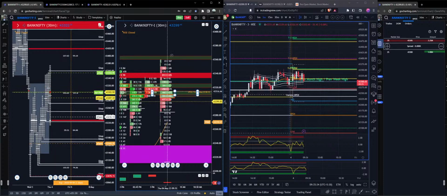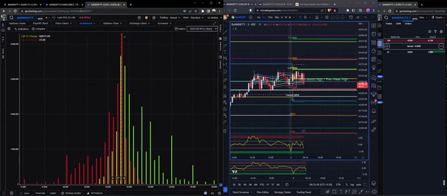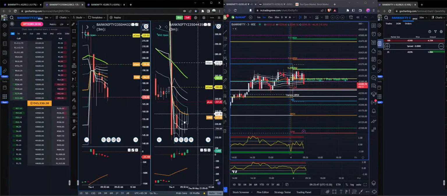Nope, but the print is telling me that there is supply up above. So now I'll be taking a short trade. So that stop loss would have been hit. I'll be taking a short trade. So put is 227, 228, 226.